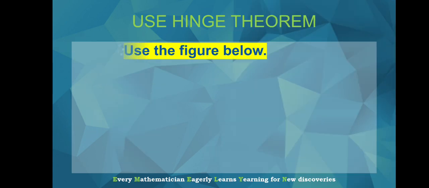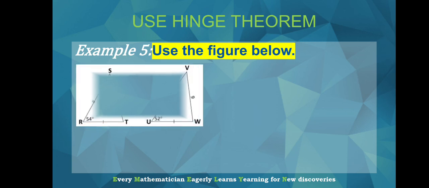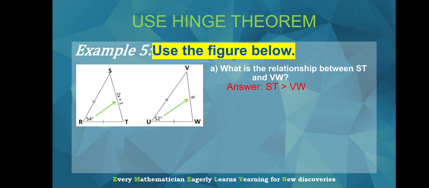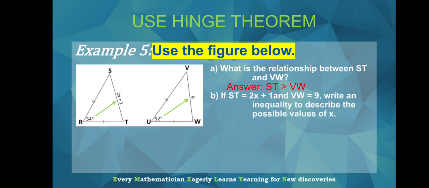Last example. Use the figure below. In triangle RST, side ST is opposite angle R, and side VW is opposite angle U. What is the relationship between ST and VW? Since angle R is greater than angle U, then ST is greater than VW. If ST equals 2x plus 1 and VW equals 9, write an inequality to describe the possible values of x.